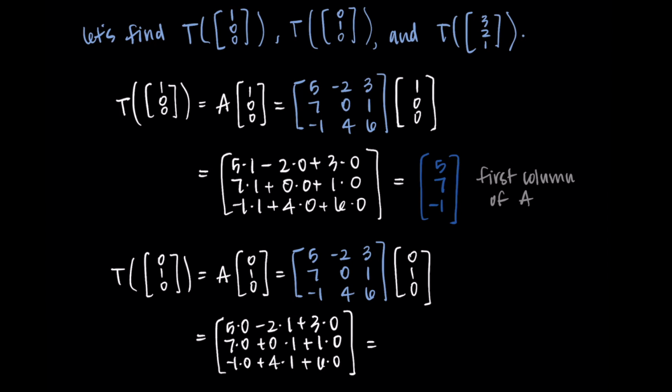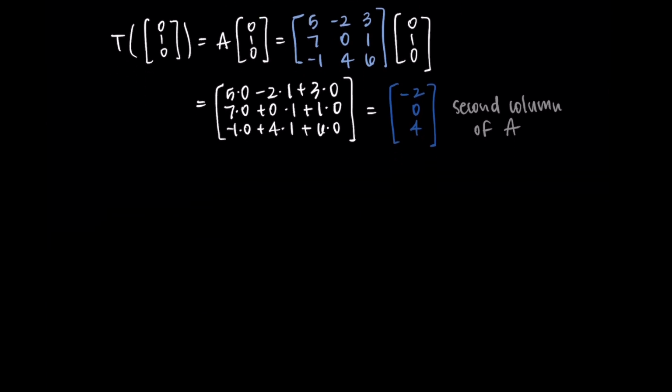So here, since I have a 1 in the second position of the vector, I'm just taking 1 times the second column. So I have 0 of the first column, 1 of the second column, and 0 of the third column. So my final solution is just negative 2, 0, 4, which is exactly the second column of my matrix A. So this vector gave us an output, which is negative 2, 0, 4, which was the second column of our matrix A.